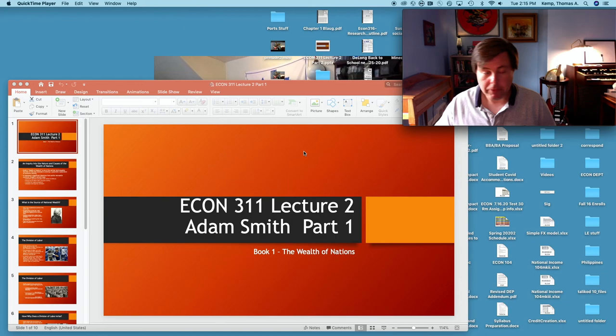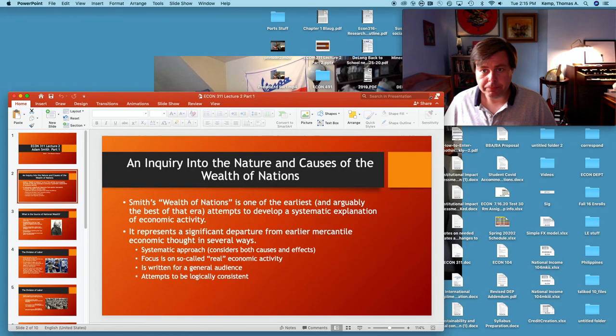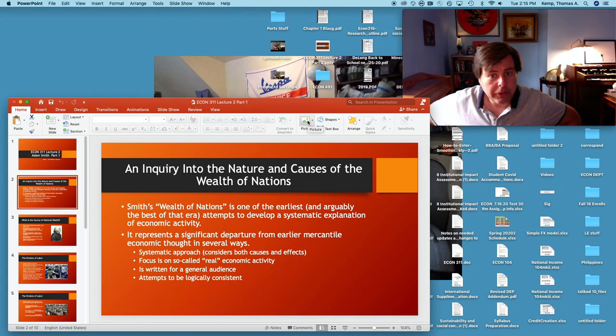The full title of Smith's book is An Inquiry into the Nature and Causes of the Wealth of Nations. We usually get the last part, Wealth of Nations, but if you look at the cover of the book, that's what the cover says.